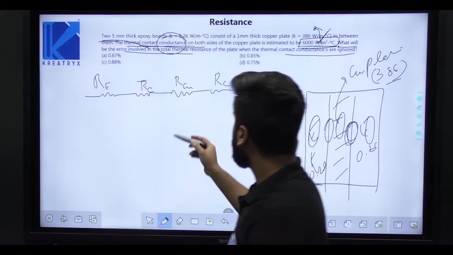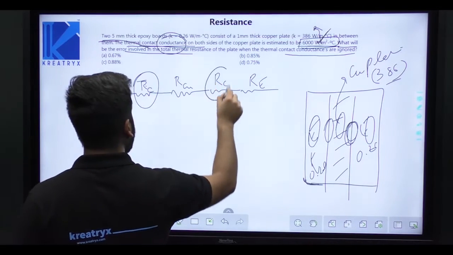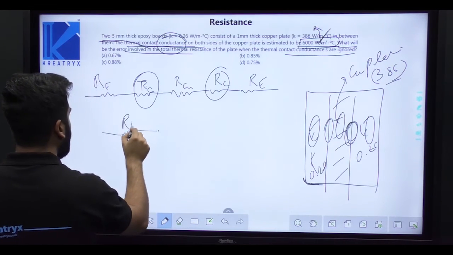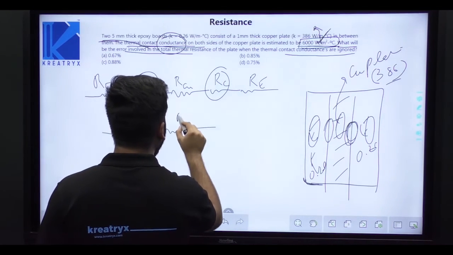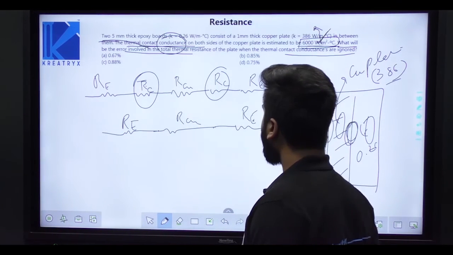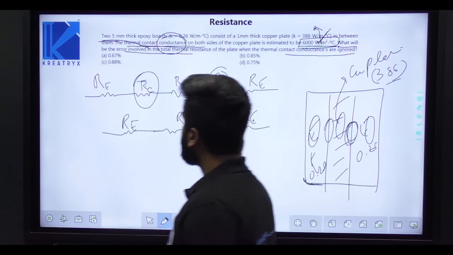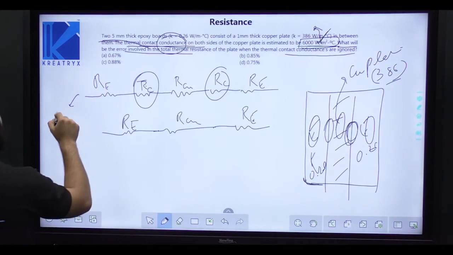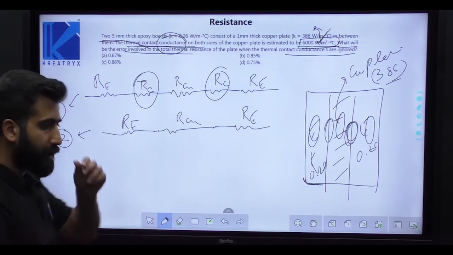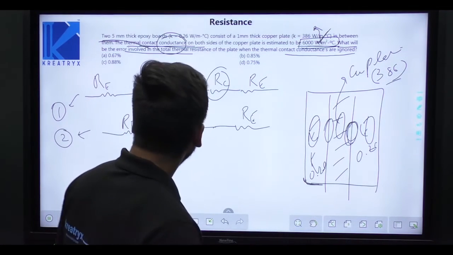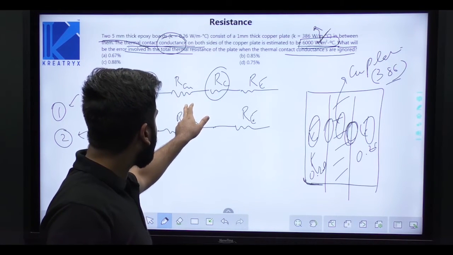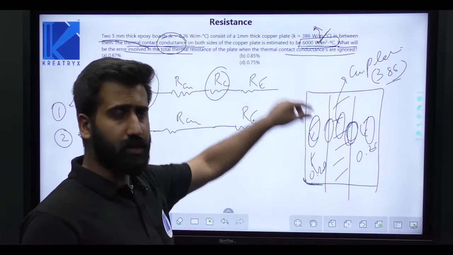The second case will be where you ignore these contact resistances. So this will be resistance by epoxy, by the copper plate, and then again by epoxy. Okay, these are the two cases. First case, second case. Let us now find the thermal conductive resistance of epoxy, the copper plate, and this thermal contact resistance.